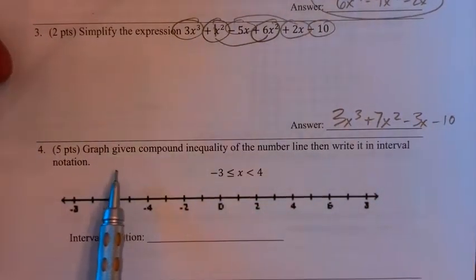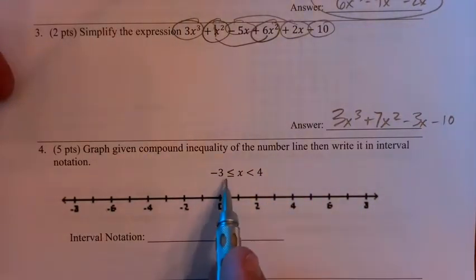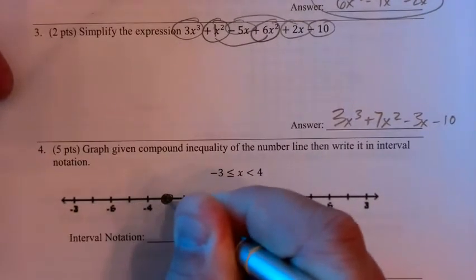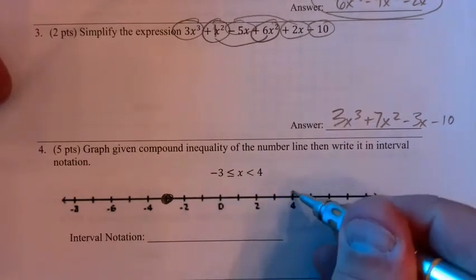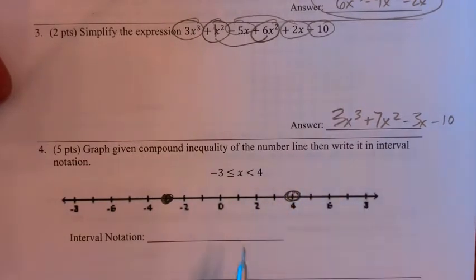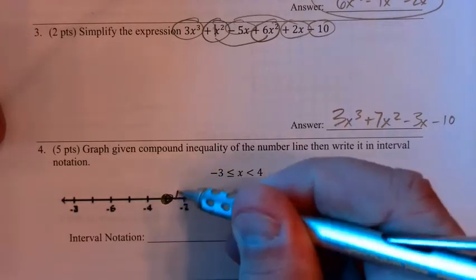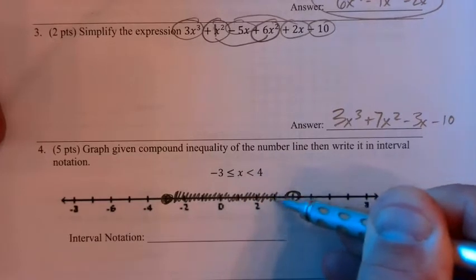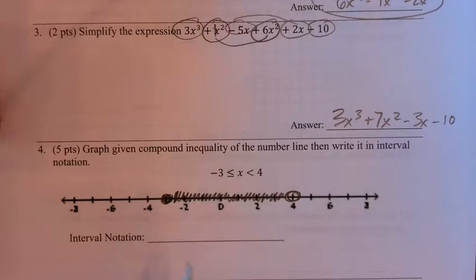Okay, graph the given compound inequality on the number line, write it in interval notation. So I've got a negative 3, and it's equal to negative 3. So I'm going to put a solid dot at negative 3, and less than 4, so it's a hollow dot. Remember, with compound inequalities, I can always think of this like x is between these numbers. So I graph those two numbers, and I graph everything in between. And my pencil's light, so I won't bother to draw a thick line. I'll just kind of draw a solid line connecting from there to there. Hollow dot at 4, solid dot there. Cool.